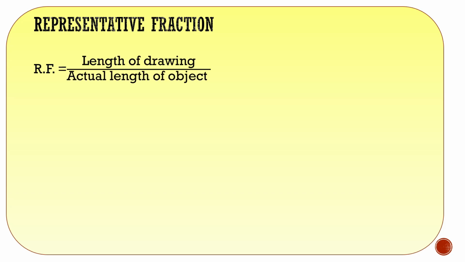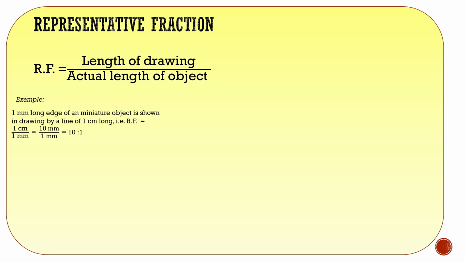Actually RF is nothing but a simple calculation: the length of the drawing divided by the actual length of the object. Whatever the object we are going to see, we are going to make a small drawing of it in our sheet, whether it's A0, A1, A2, A3. So we are going to reduce the scale and fit everything within this paper itself. For that purpose, we need to know what is the representative fraction.